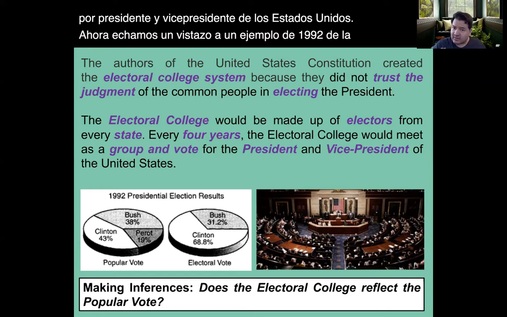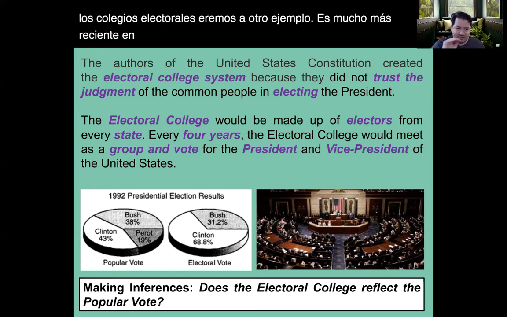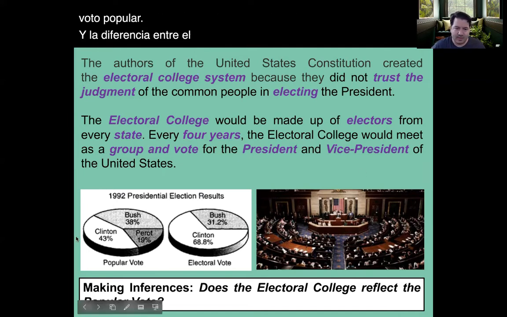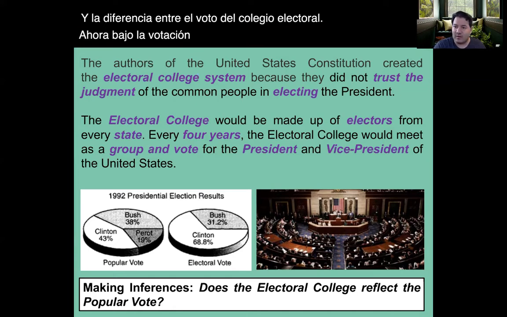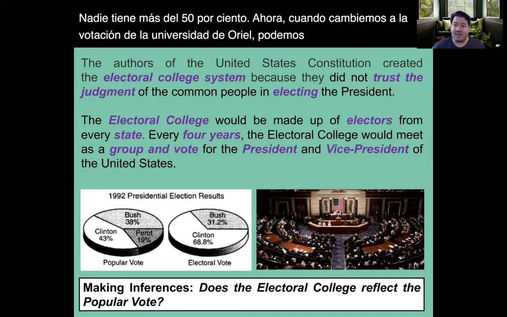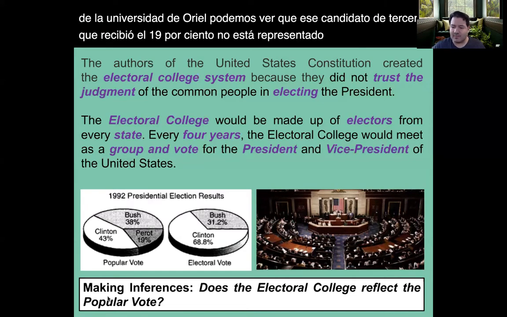We'll take a look at another example that's much more recent in a moment, but take a look at the difference between the popular vote and the Electoral College vote. Under the popular vote, there is no clear winner, right? No one has over 50%. Now, when we switch over to the Electoral College vote, we can see that that third-party candidate that received 19% is not represented at all in the Electoral College.